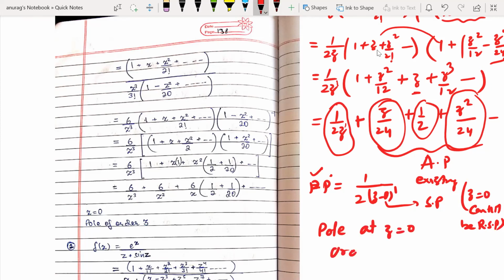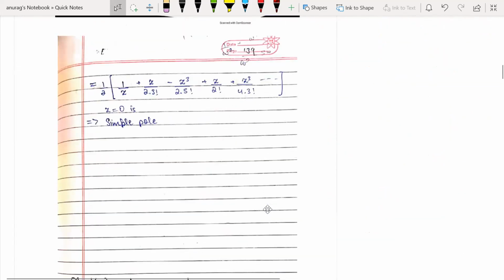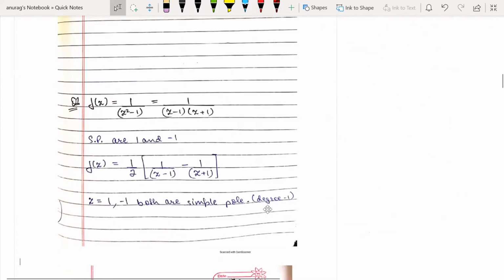Now, what is the pole order? Its degree is 1, so it is a first order pole, or you can say simple pole. Similarly, when you take the minus sign, you can see there is a pole of order 3. So both are similar problems. I have solved both, so you can see the solution here in the second part also. So z equal to 0 is a simple pole.